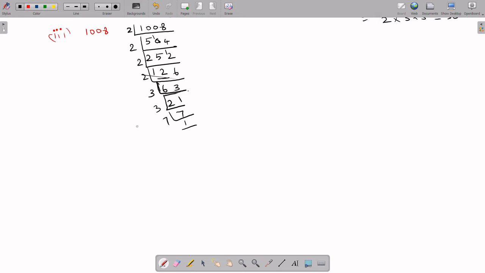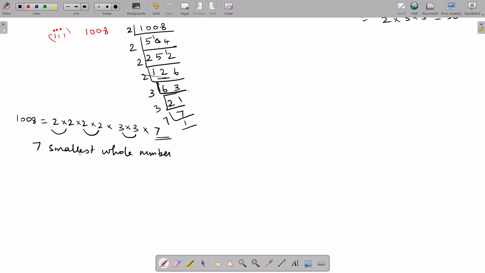Okay. So we have to write 1008 is equal to 2 into 2 into 2 into 2, 4 2s, we have to write it here, and 2 3s into 1 7. So here you combine two numbers, and here 1 7 is missing. So 7 is the smallest whole number that should be multiplied in the given number to make a perfect square.